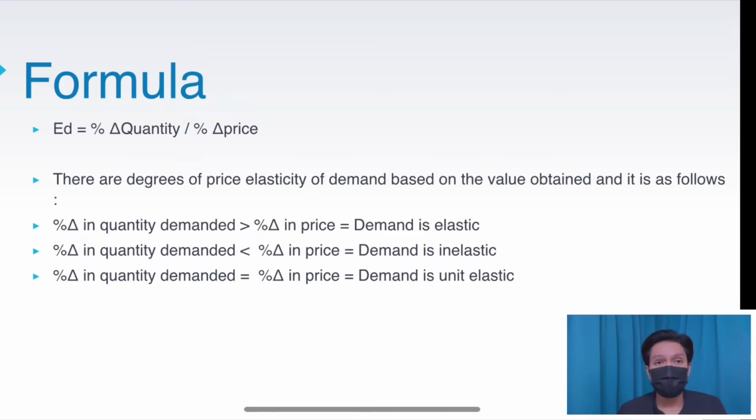Alright. So there are degrees of price elasticity of demand based on the value obtained. So we have demand is elastic, demand is inelastic, and demand is unitary elastic. So demand is elastic when peratusan perubahan kuantiti demanded more than peratusan perubahan harga. Demand is inelastic when peratusan perubahan kuantiti demanded less than peratusan perubahan harga. And demand is unitary elastic, it means that peratusan perubahan kuantiti demanded equal to peratusan perubahan harga.